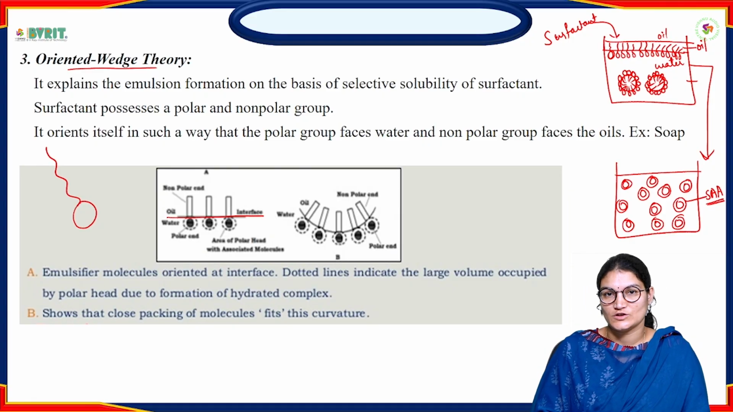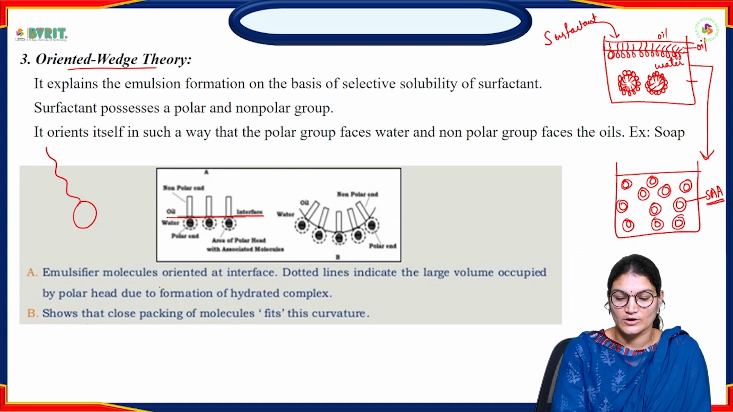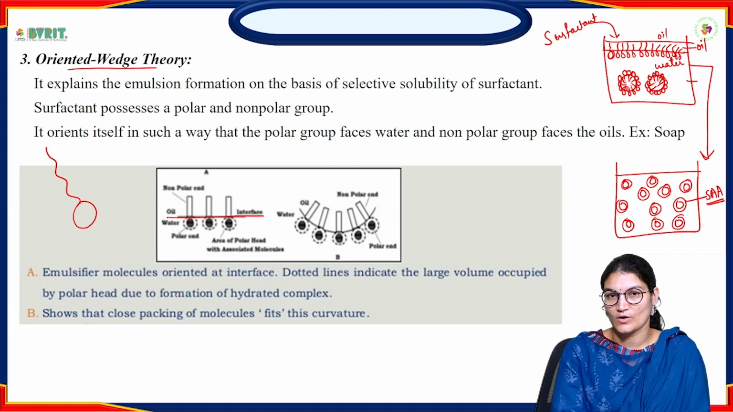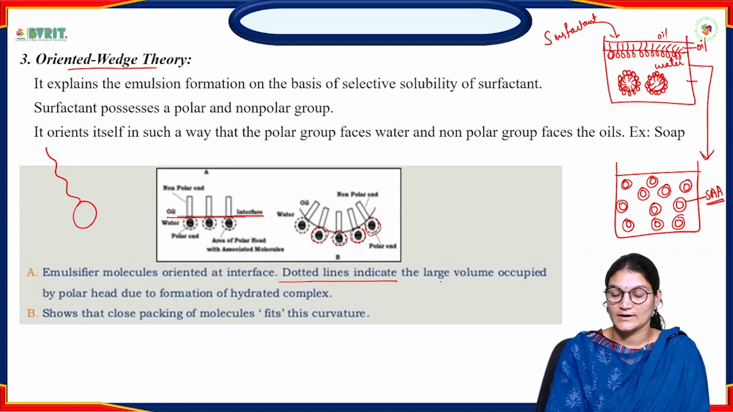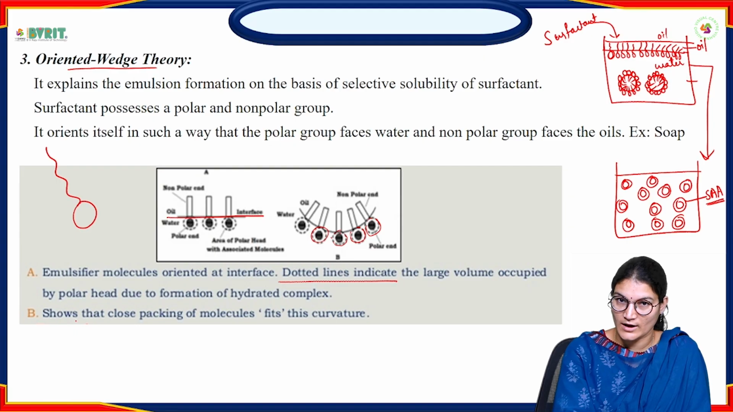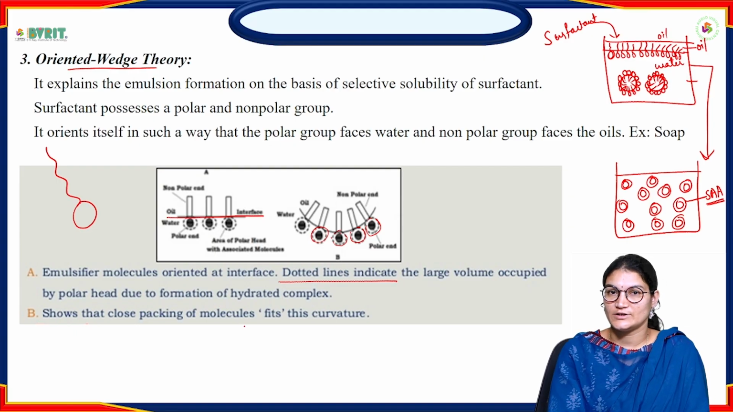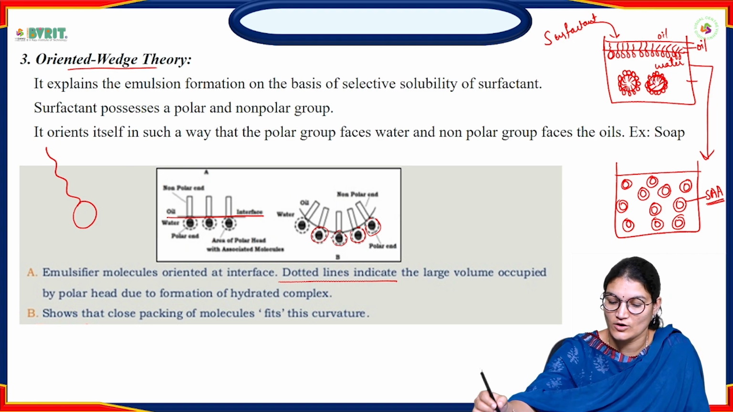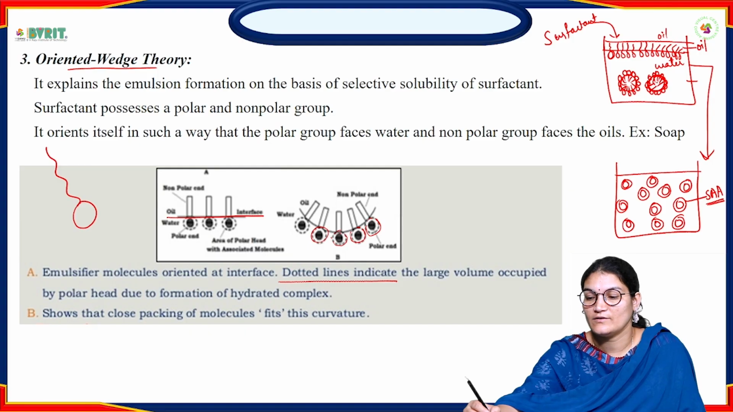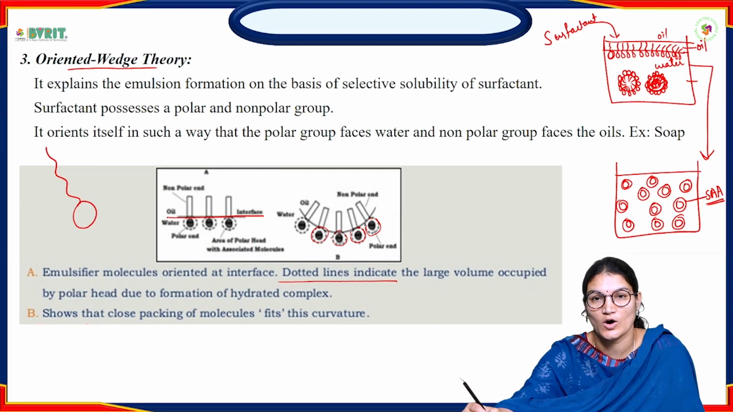So in oriented wedge theory, you can see emulsifier molecules are oriented at the interface of the oil and water system, which is denoted by dotted lines here. This is a surfactant indication. Dotted lines indicate a large volume is occupied by the polar head due to formation of a hydrated complex between water and the polar head, and it shows close packing of molecules. So here you can see close packing of molecules which can fit the cover. Inside this curvature you can see the oil and outside this you can see the water.